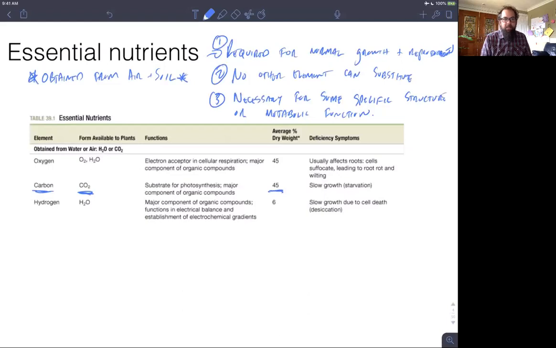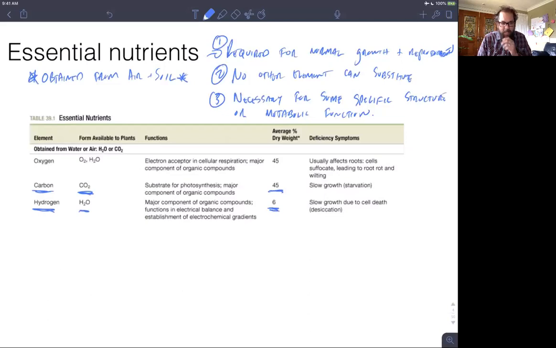The other essential nutrient that's involved in photosynthesis is hydrogen. Hydrogen, of course, comes in the form of water. Also a major component of the organic compounds that are found in the plant. And when we look at the average dry weight of a plant, this hydrogen from water takes up about 6% of that dry weight.